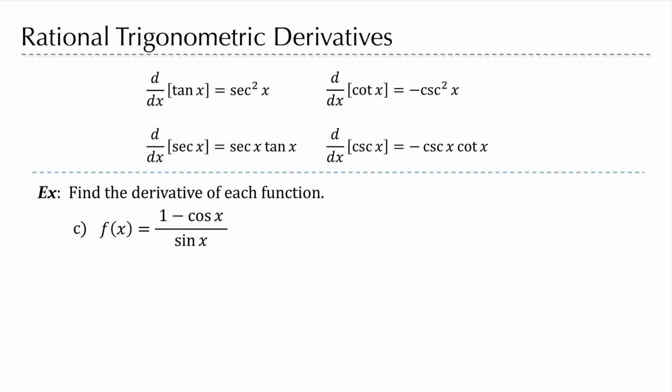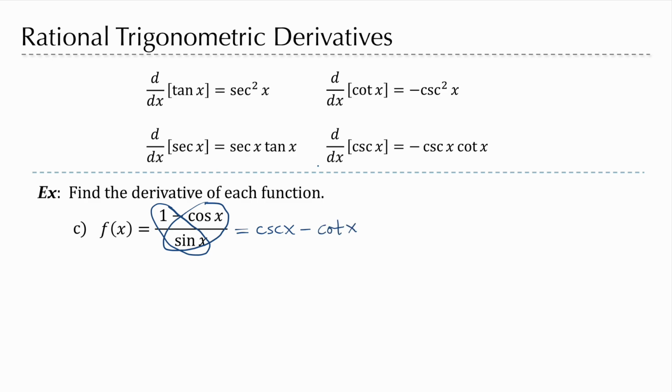Now, like we talked about before, anytime you're dividing by a single term, it's always really helpful to go ahead and break it up to avoid using the quotient rule. So I'm going to go ahead and do that. I'm going to rewrite this function as 1 divided by sine, which is the cosecant of x, and then subtract from that cosine divided by sine, which is the cotangent of x.